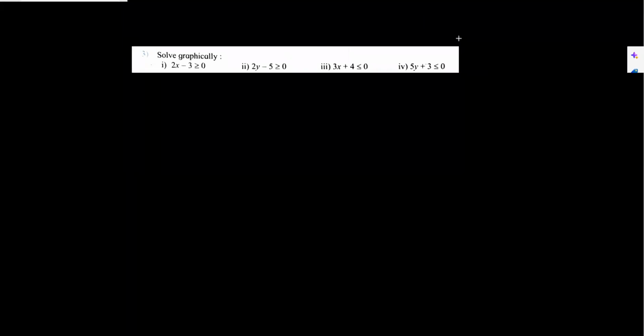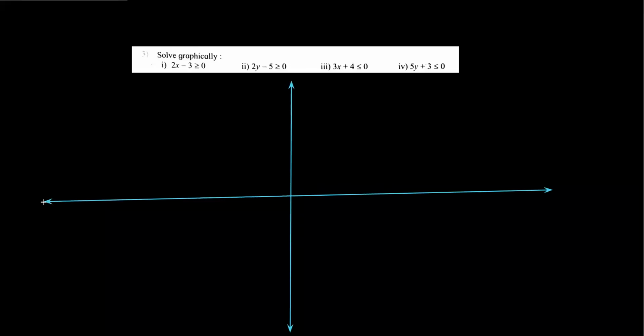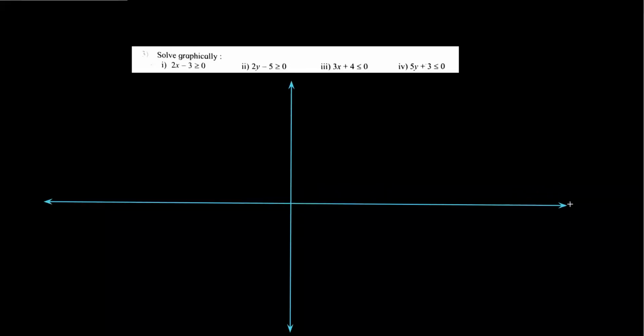Those inequations involved the x-axis and y-axis as the line. Whereas in question number 3, we are going to have lines other than the x-axis and y-axis. Yes, you heard me right. This is the y-axis, this is the x-axis, and we are going to have lines other than the x and y-axis.